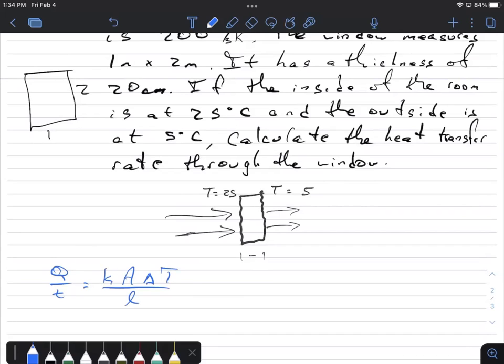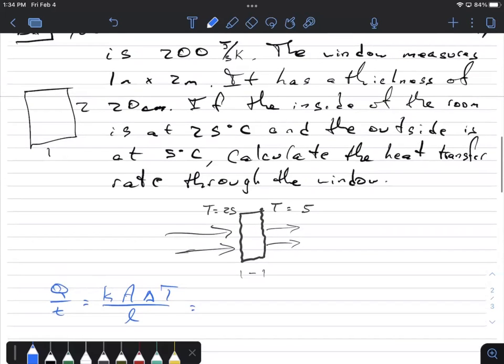No big deal. So conductivity, I'm told this window has a conductivity of 200. Area, I need the surface area of my window, and I'm told it's a 1 meter by 2 meter window. So I just multiply 1 times 2. That gives me an area of 2 meters squared.